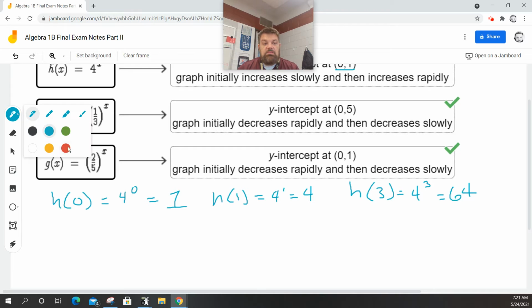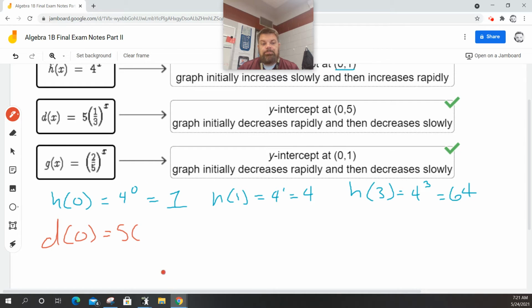D of x, that statement is true because d of 0 is equal to 5 times 1/3 raised to the 0, which is the same as 5 times 1, or 5. So that part's right. And then it says it decreases rapidly and then decreases slowly. That's true because this starts to approach 0.